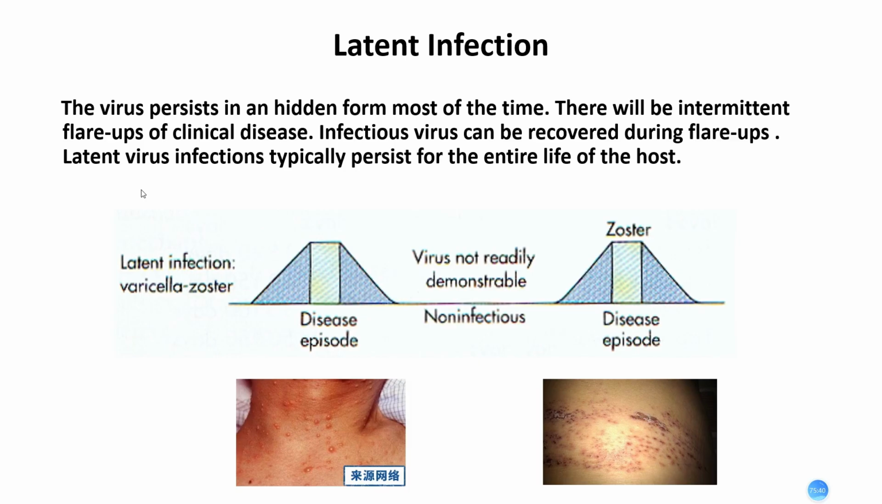Right now, the good news is that we do have vaccines available. In China, there are two types of vaccines available. One is made by a Chinese company. The other one was imported, which can prevent or at least reduce the pain of zoster.